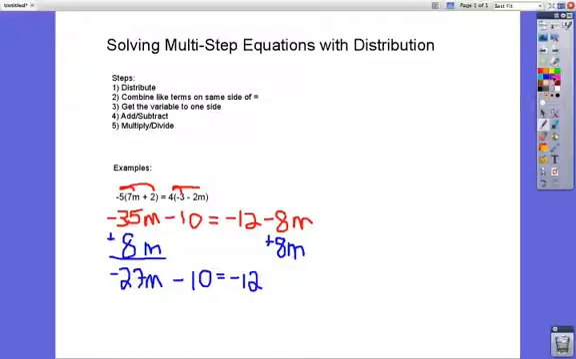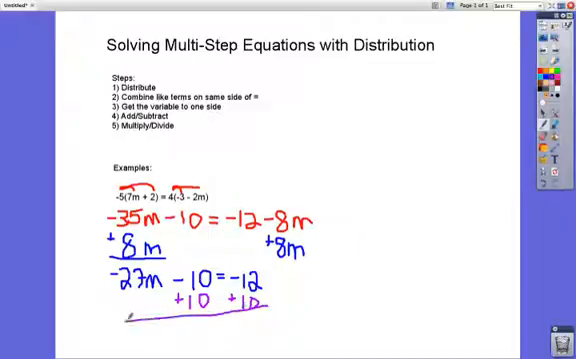Okay, so that was step 3. Step 4 is we either want to add or subtract. So we want to get m by itself. So what we're going to be either adding or subtracting is this 10 here. So again, we always want to do the opposite. So the opposite of a minus is plus. So we add 10 to itself and to the other side of the equal sign.